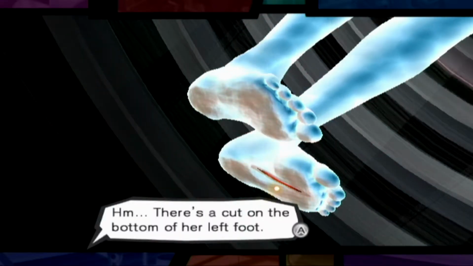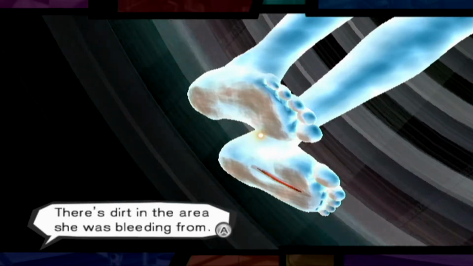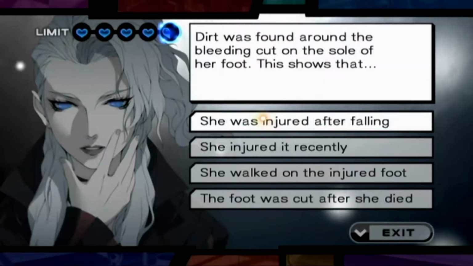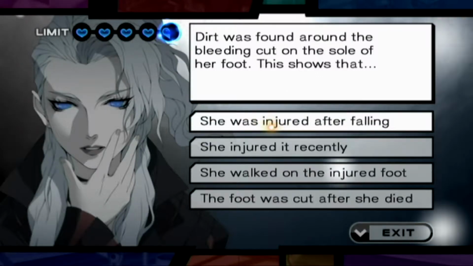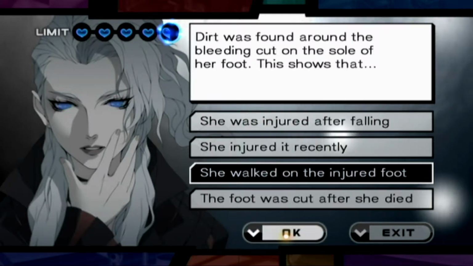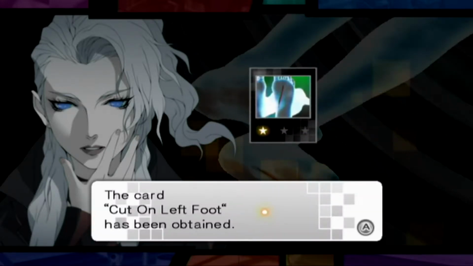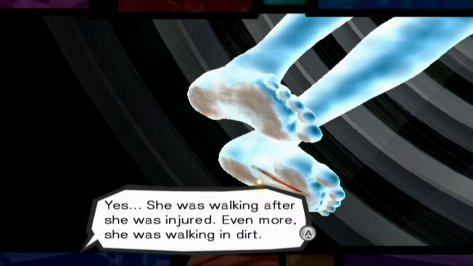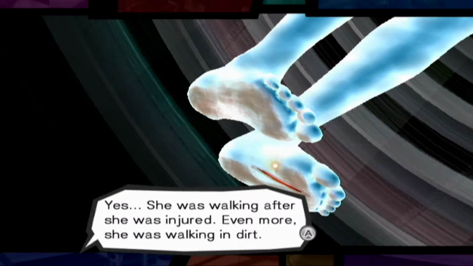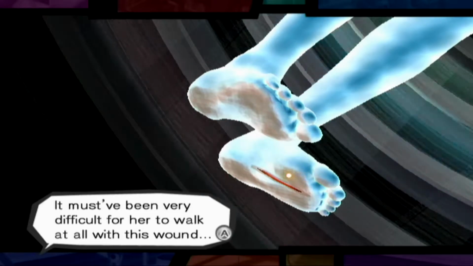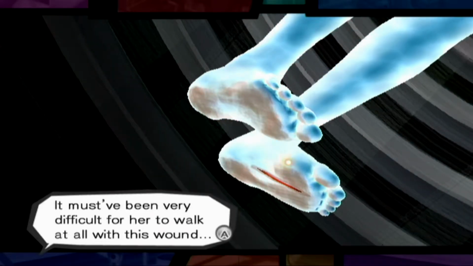There's a cut on the bottom of her left foot. There's dirt in the area she was bleeding from. This means that... Yes, she was walking after she was injured. Even more, she was walking in dirt. It must have been very difficult for her to walk at all with this wound.